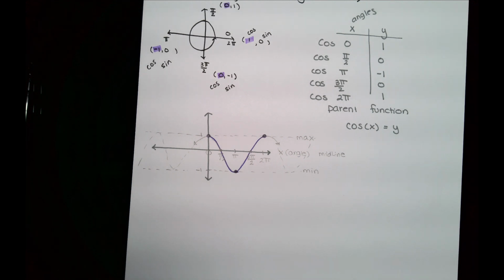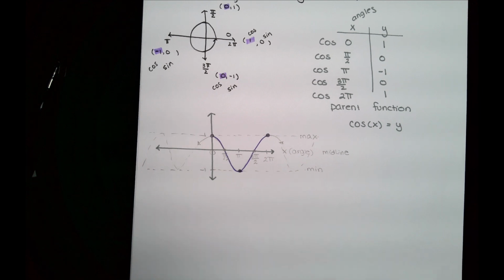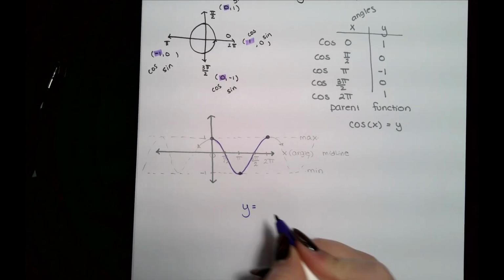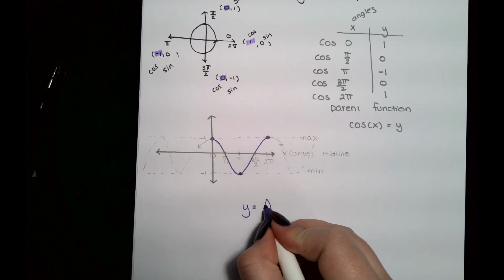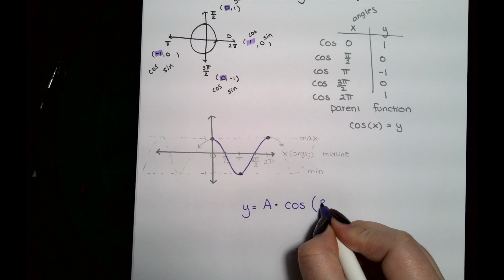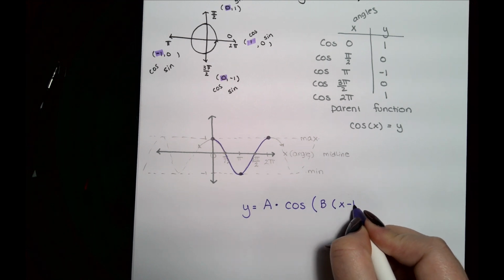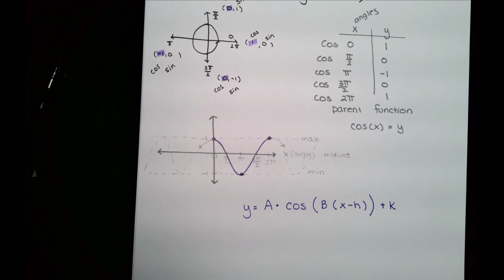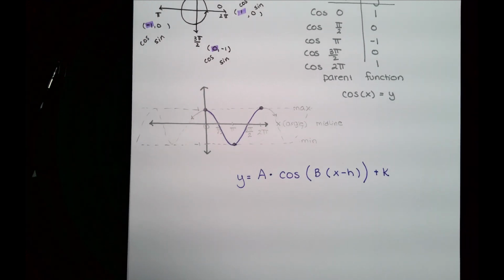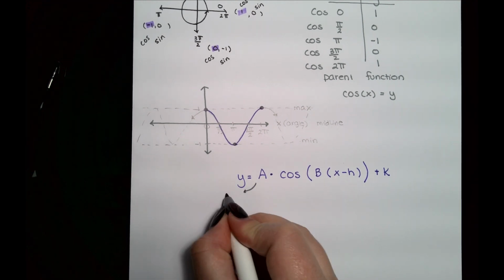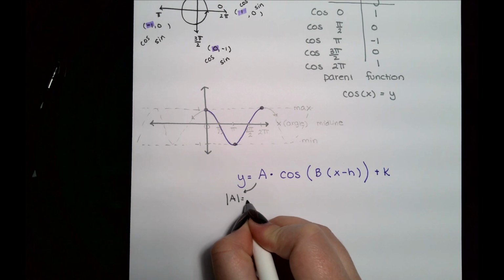So let's talk about transformations. So let's say we have y, let's stick with y. You can choose f of x if you'd like. y equals A times cosine of b of x minus h, close it, plus k. Again, these are going to be repetitive from your sine wave, your sine graphing that we did. You're going to take the absolute value of your A value. This is your amplitude.